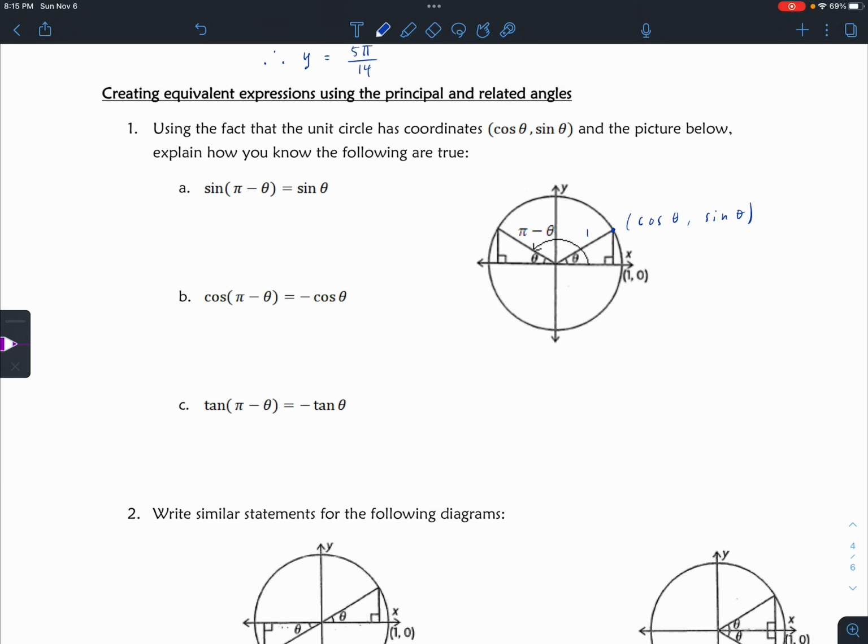Recognizing that, what we want to do here is explain why sine of pi minus theta is equal to sine theta, and then do the same thing for the other one: cosine of pi minus theta is equal to negative cosine theta.